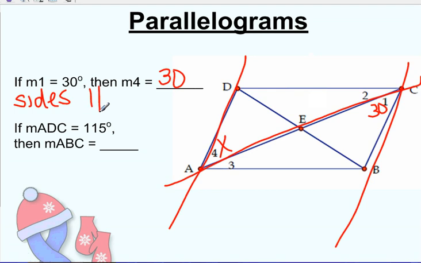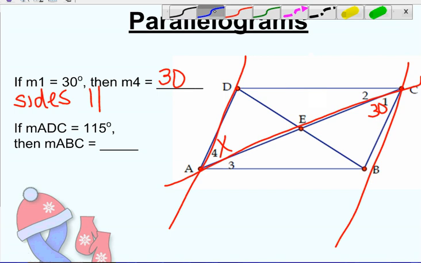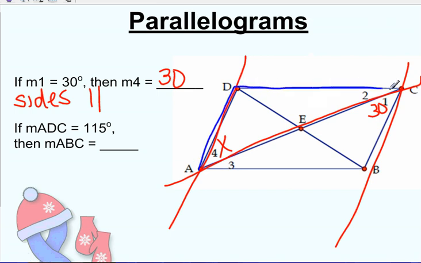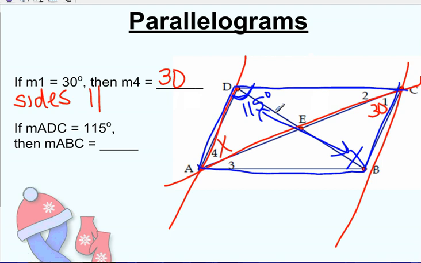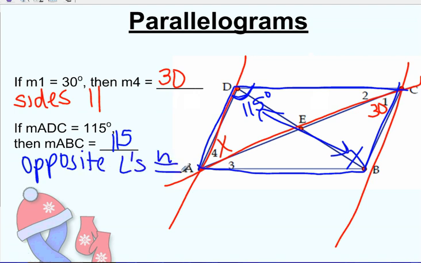If we know that the measure of ADC, this angle here, is 115 degrees, then what is the measure of ABC? So here's ABC. Those are opposite angles, so opposite angles will be congruent, okay? And that is the property that we used. Opposite angles are congruent. Okay, notice that I keep listing the properties here because I want to make sure that you are understanding why you're doing what you are doing.